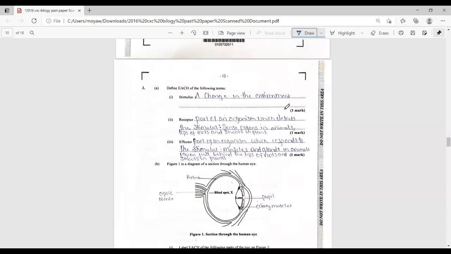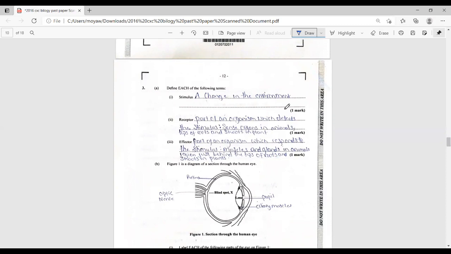3. Define each of the following terms. So we have stimulus, receptor, effector. A stimulus is a change in the environment, while the receptor is a part of an organism which detects the stimulus. Example, sense organs in animals or the tips of roots and shoots in plants. The effector is a part of an organism which responds to the stimulus, such as muscles and glands in animals, or the region just behind the tips of roots and shoots in plants.